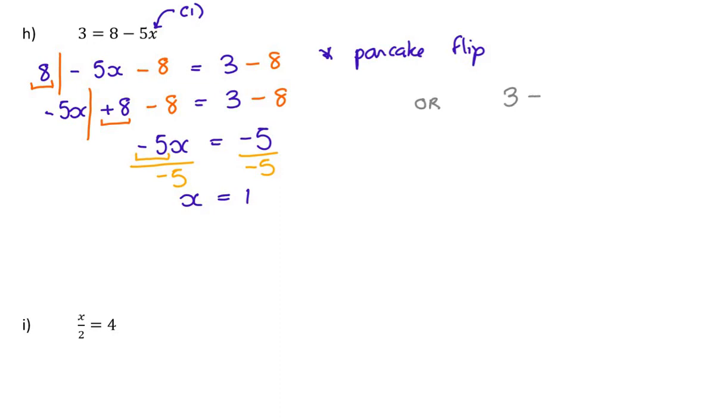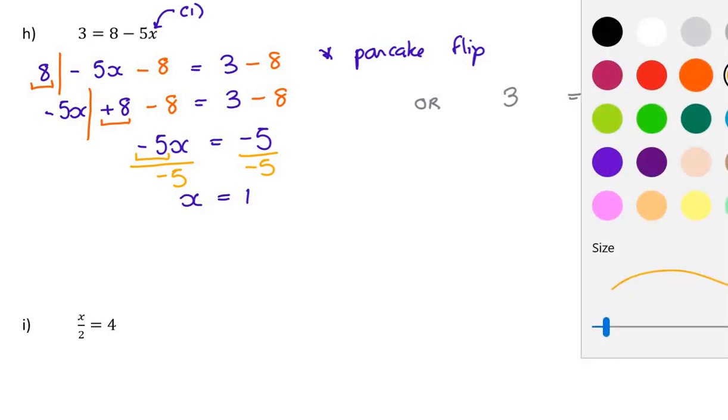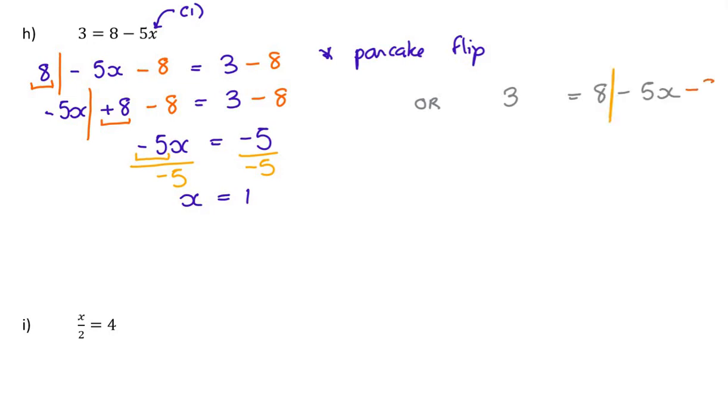If you decided not to pancake flip, then, and I should maybe leave some space because I know I'm going to need to be subtracting here, you would have 8 take away 5x. Then you would want to get rid of the 8 first. So I would subtract 8 on both sides. And I would land up with negative 5 equals negative 5x, which is exactly that same step. It just is the pancake flip version.